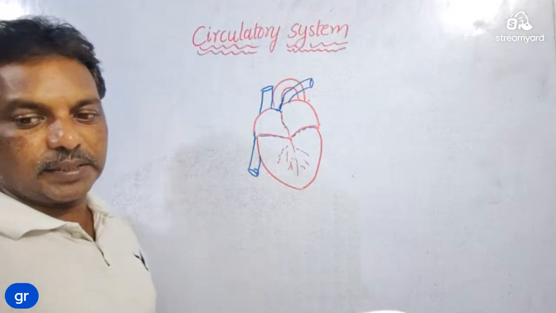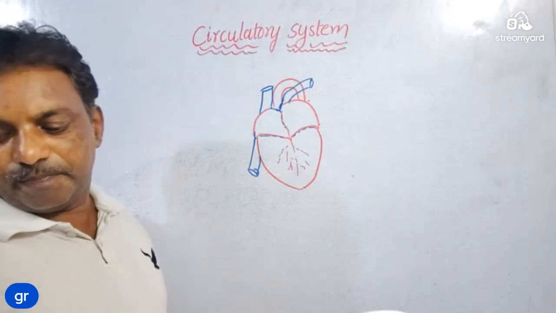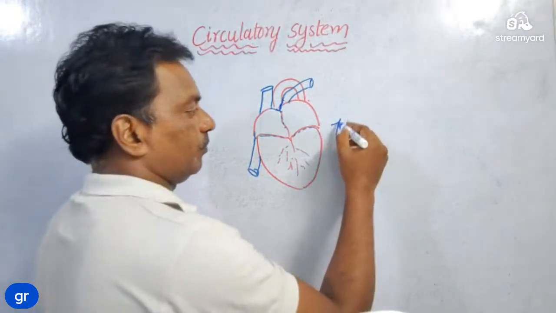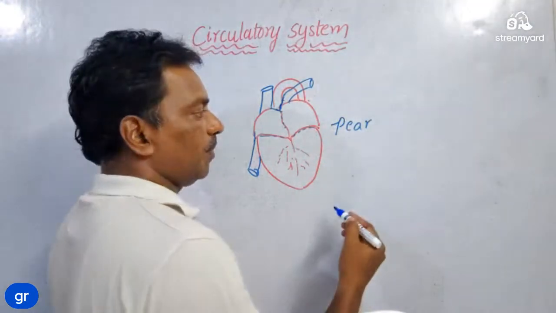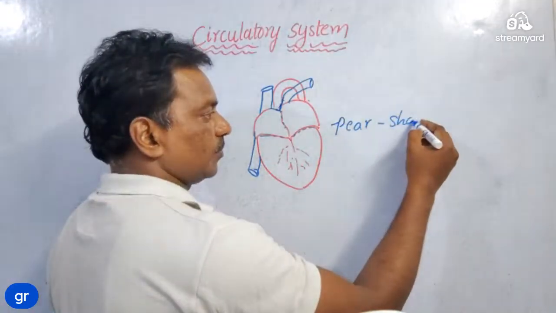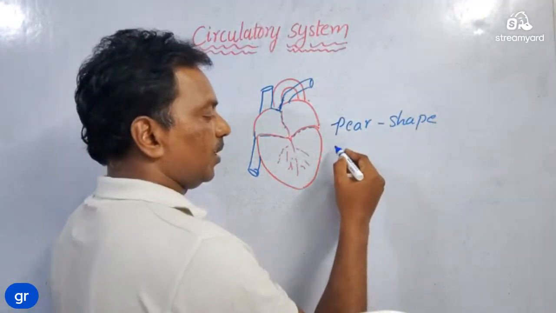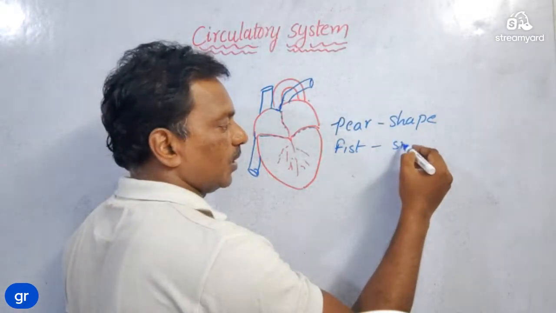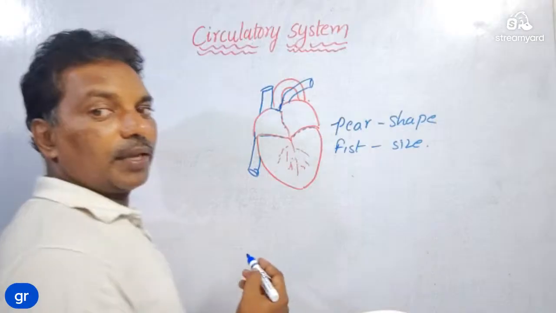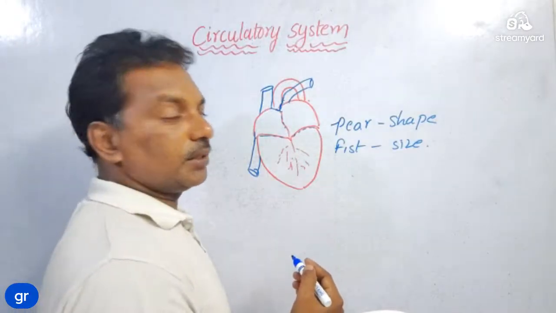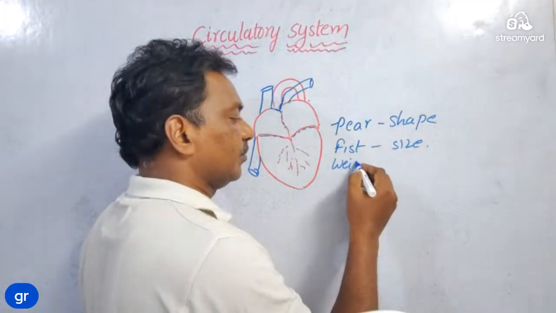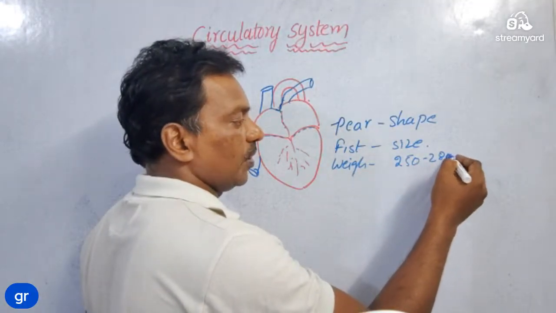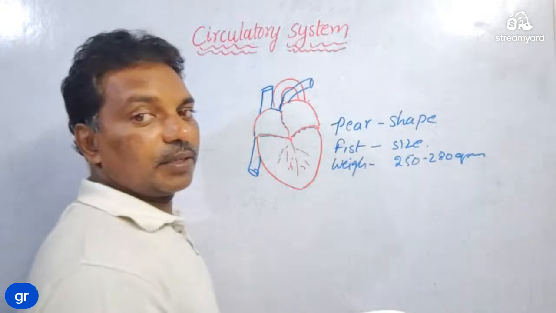So this is the external structure of the heart. Now, what is the shape of the heart? Pear shape. The first shape of the heart, pear. Size of the heart, fist size. Then what is the weight of the heart? Weight 250 to 280 grams. Approximately 300 we call it.